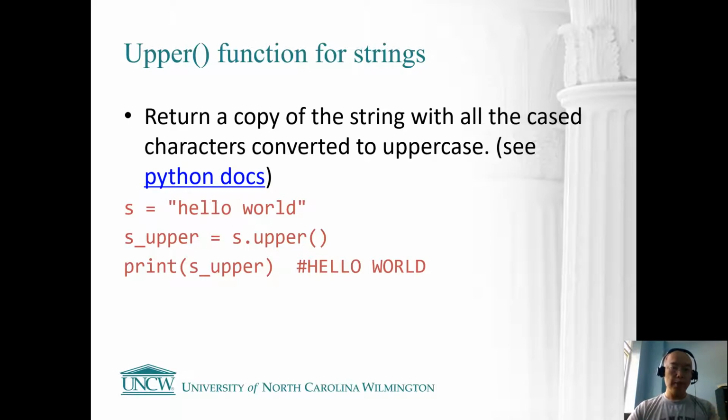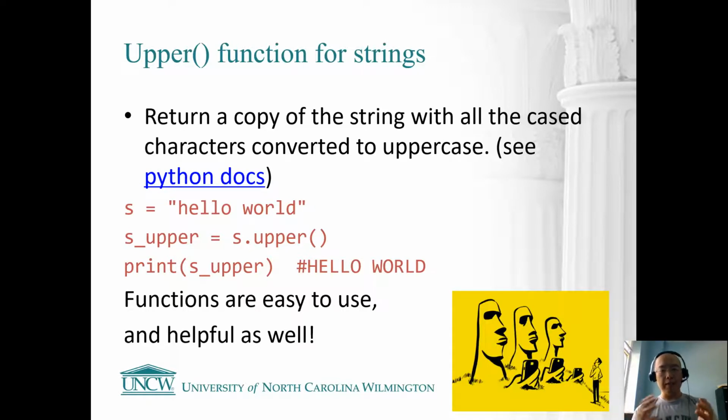Okay, so for this one, even though we are calling it a function, the syntax is a little bit different. Say I have a string s equals hello world, and then I want to cast all the characters to uppercase. How do I do that? I do s dot upper parentheses. So s is the string, and if I do upper, I will get all the characters in uppercase. And then if I print s underscore upper, I get all capitalized HELLO WORLD.